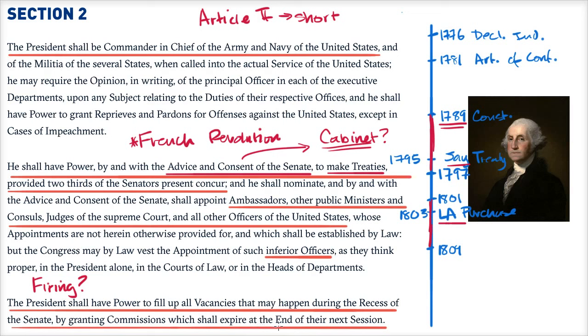But there are other cases like the Humphrey's Executor case from 1935, which said that Congress could limit the president's ability to remove certain commissioners. But the broad precedent that Washington establishes is that the president's unitary authority allows him alone to fire executive branch officials.